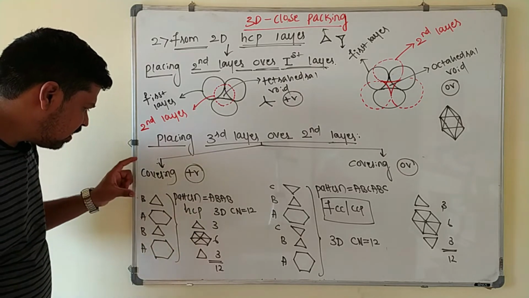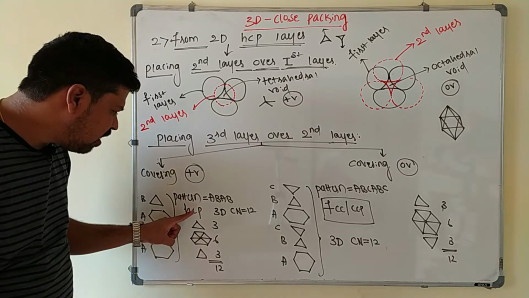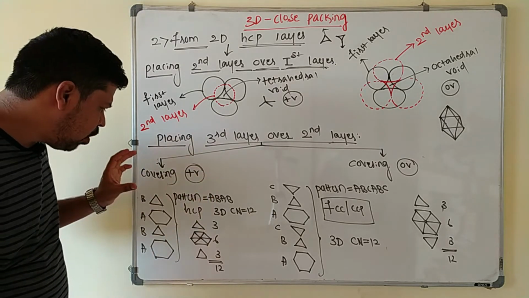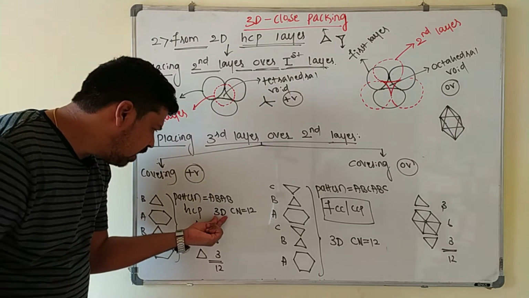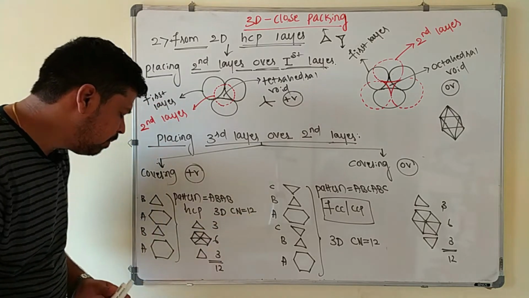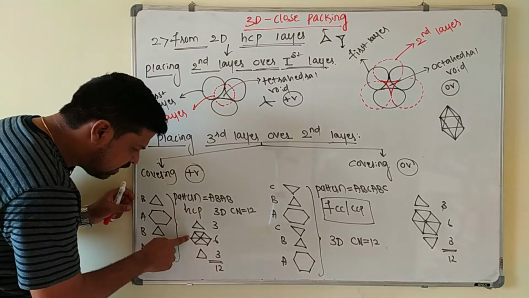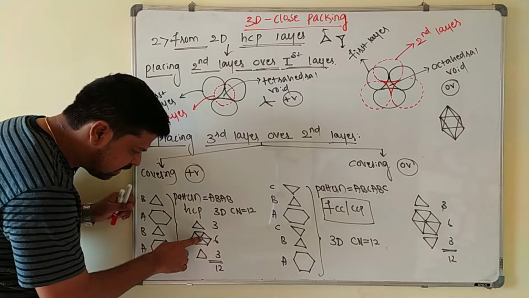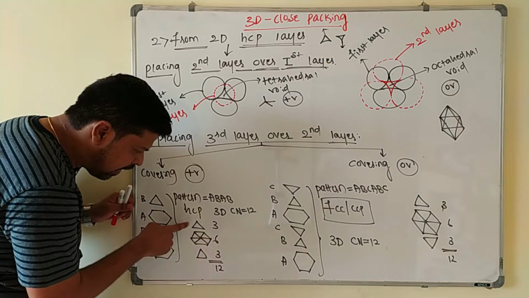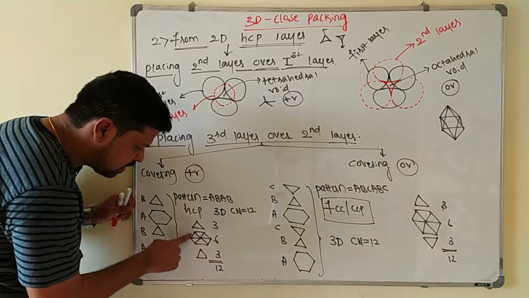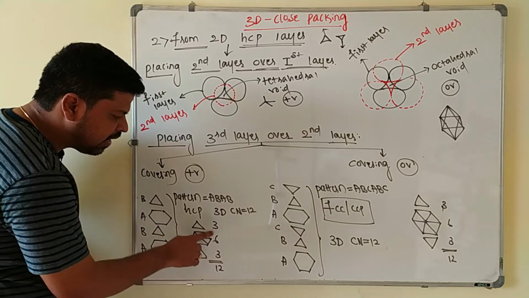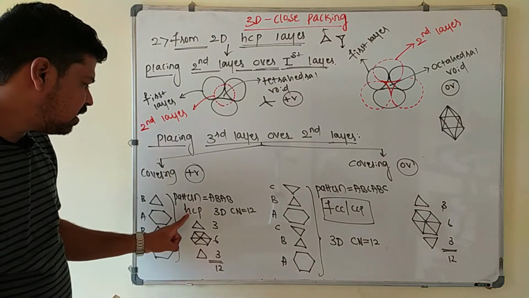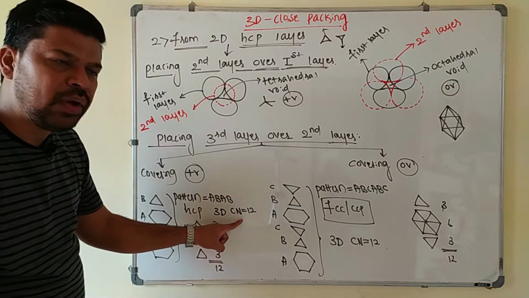Then the crystal lattice obtained is called what? Hexagonal close packed. A three-dimensional hexagonal close packed structure is obtained here. Then what is the three-dimensional coordination number? 12 here, because in each layer a particle is in touch with 6 other spheres, and above there are 3 spheres and below there are 3 spheres. In total one particle is in touch with 12 particles, so the 3D coordination number in the case of hexagonal close packing is 12 here.